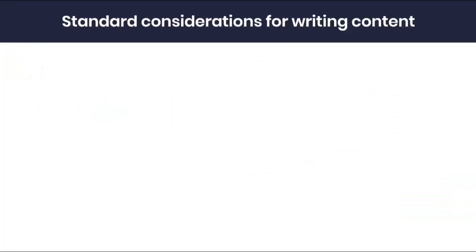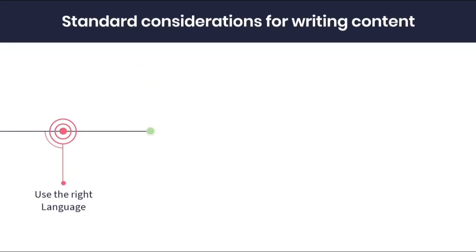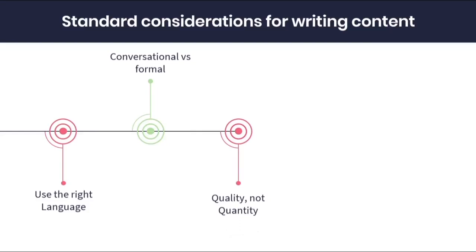So the first thing to consider is to use the right language approach in everything that you do. Are you being conversational or formal? A law firm would probably expect to be a bit more formal, whereas a nightclub would use more outgoing language. Remember to publish content with a high quality, not a high quantity.